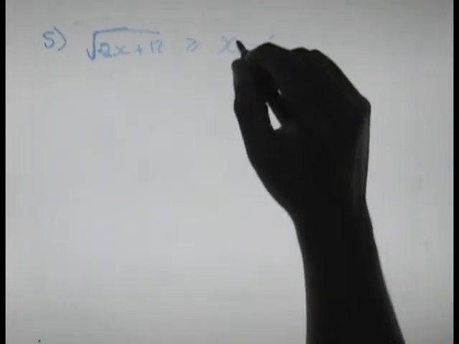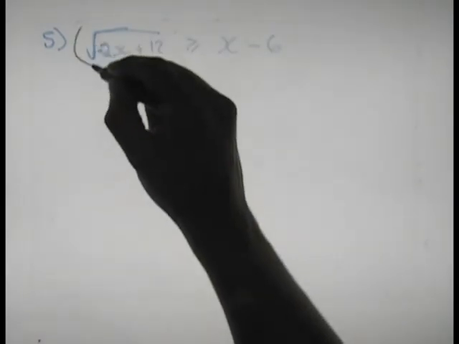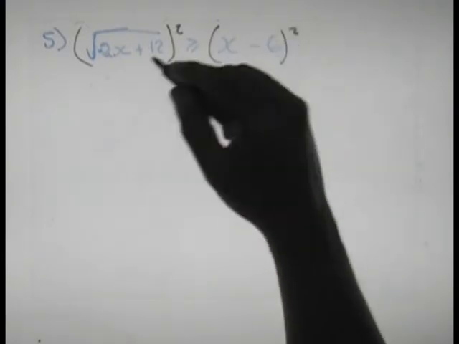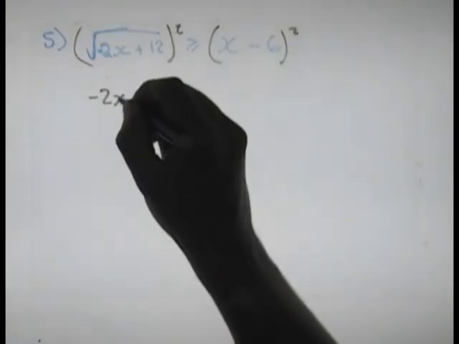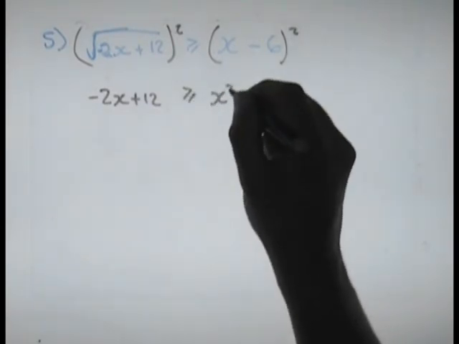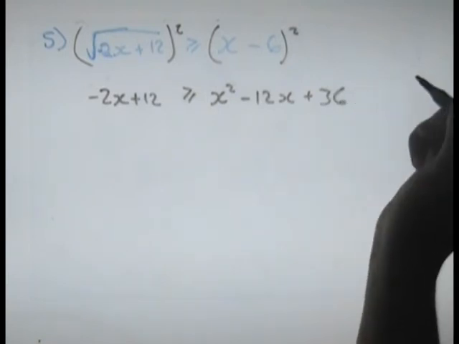Number 5, read: square root of -2x plus 12 is greater than or equal to x minus 6. I'm going to start by getting rid of that square root sign by squaring both sides. That means that -2x plus 12 is greater than or equal to x squared minus 12x plus 36.